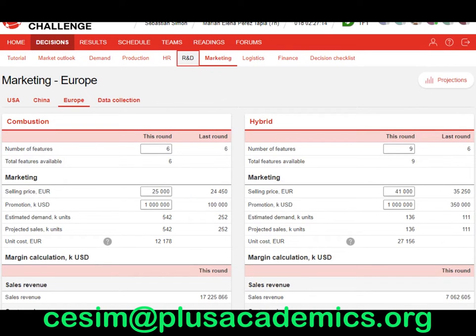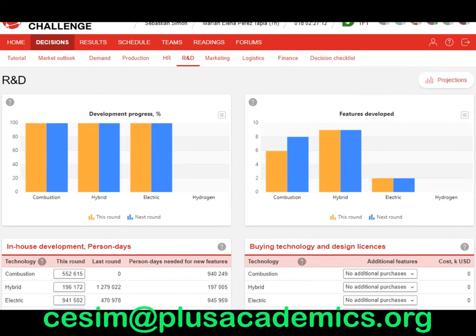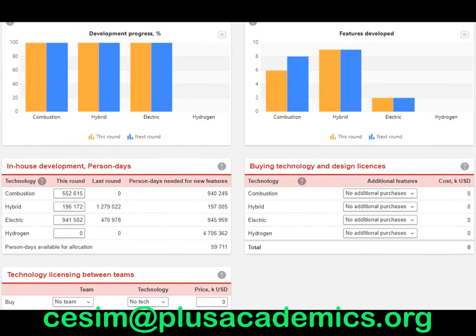Again, if you are increasing the price, you need to increase the number of features offered to customers so that the price is reflective of what we are offering. That's the reason why we allocated additional hours to produce new features for electric cars and also for hybrid cars, because we want them to have as much quality as possible so that we give our customers the best.